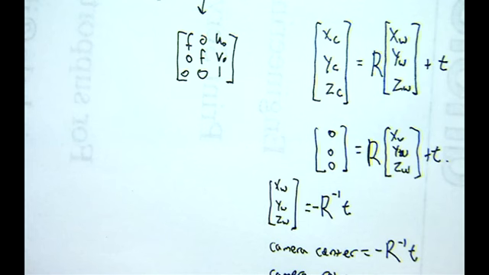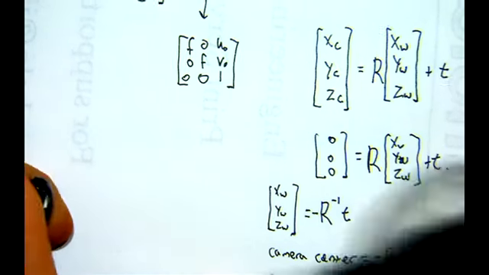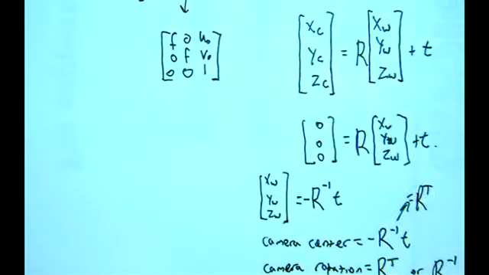So the statement was negative of the world camera rotation. I guess it's better to say the inverse of the camera, right? So the camera rotation is just R transpose, or R inverse. Note that R inverse is equal to R transpose.